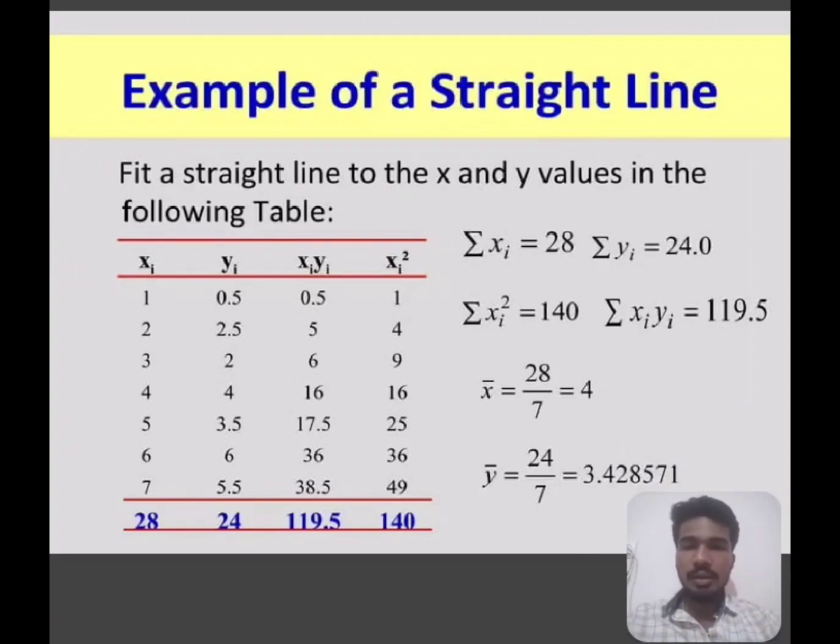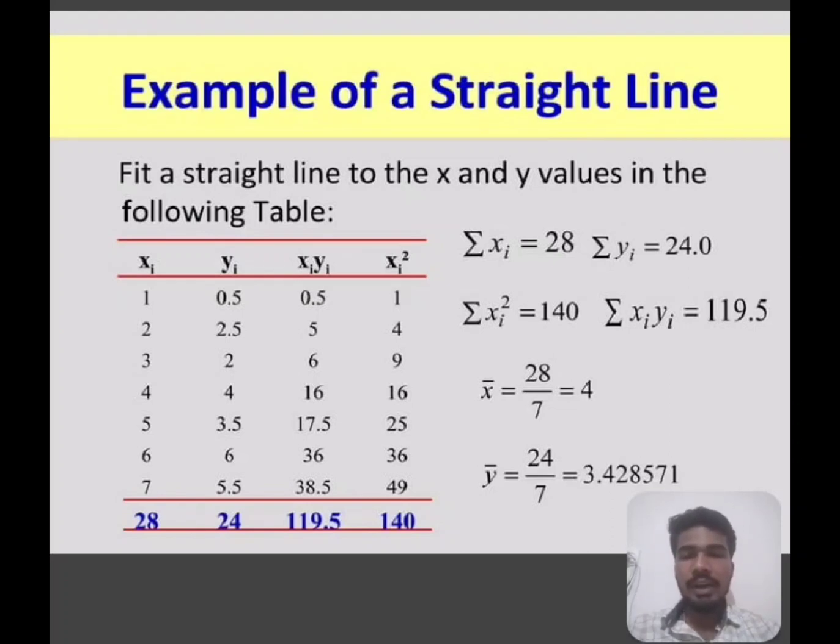Here is one example of a straight line. Fit a straight line to the x and y values in the following table. First we write the x and y values and add the values, and next we multiply the x and y values and square the x values. The sum of x is 28, sum of y is 24, and sum of x square is 140. Sum of xy equals 119.5.